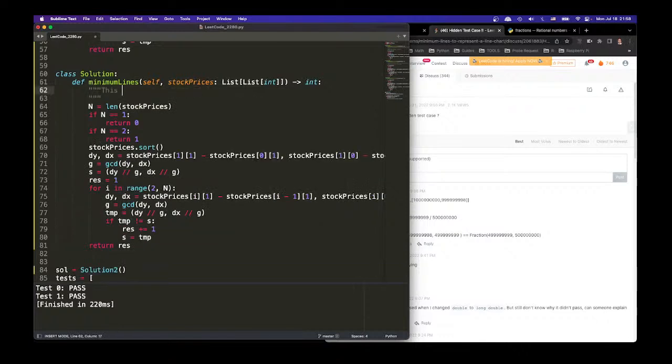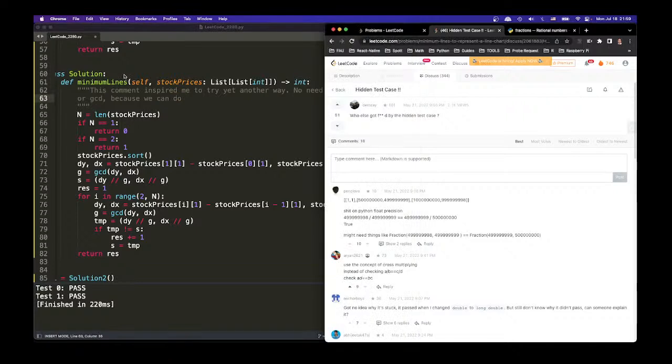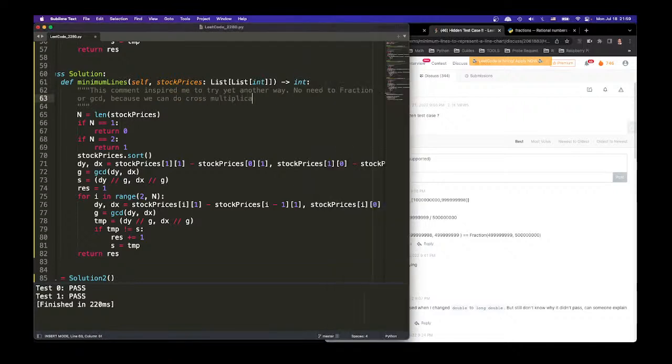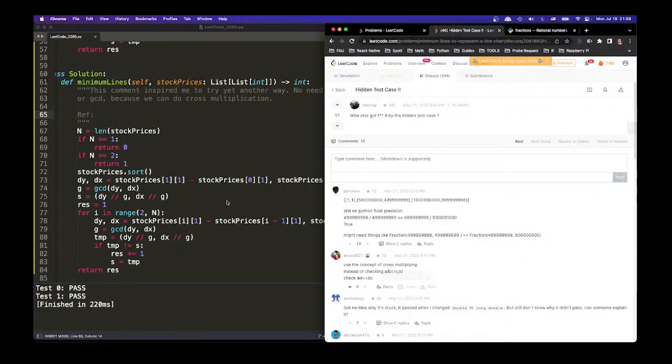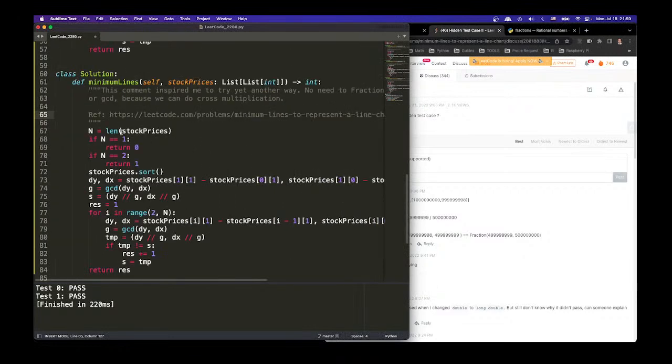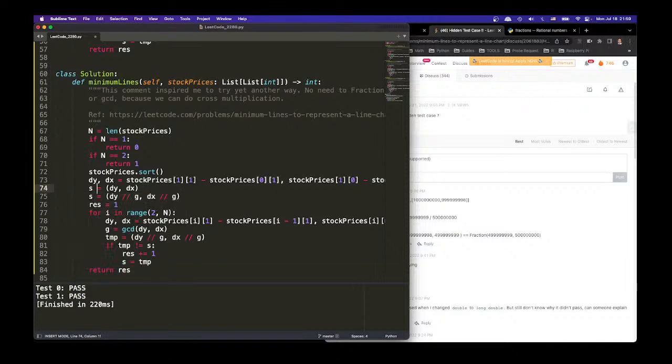Alright. This comment inspired me to try yet another way. No need for Fraction or GCD because we can do what's it called? Cross multiplication. Alright, so this is the same, this is the same, we get this, and no GCD. What do you call it? We call it s. This is my s, right? It's fine. This is s.